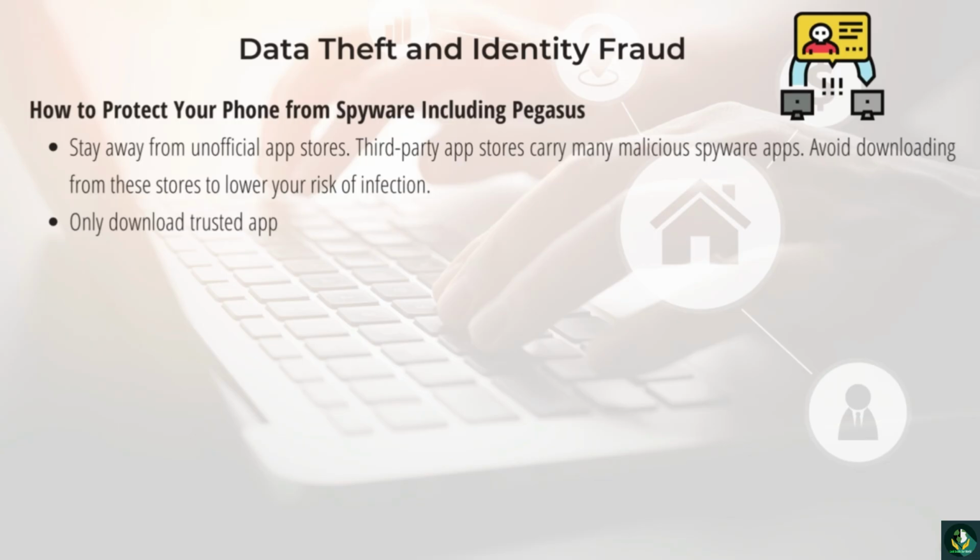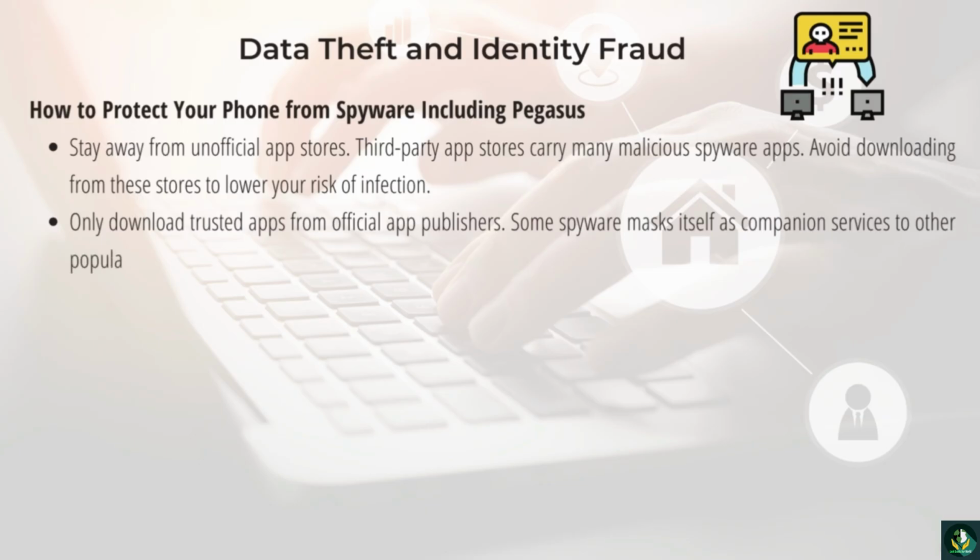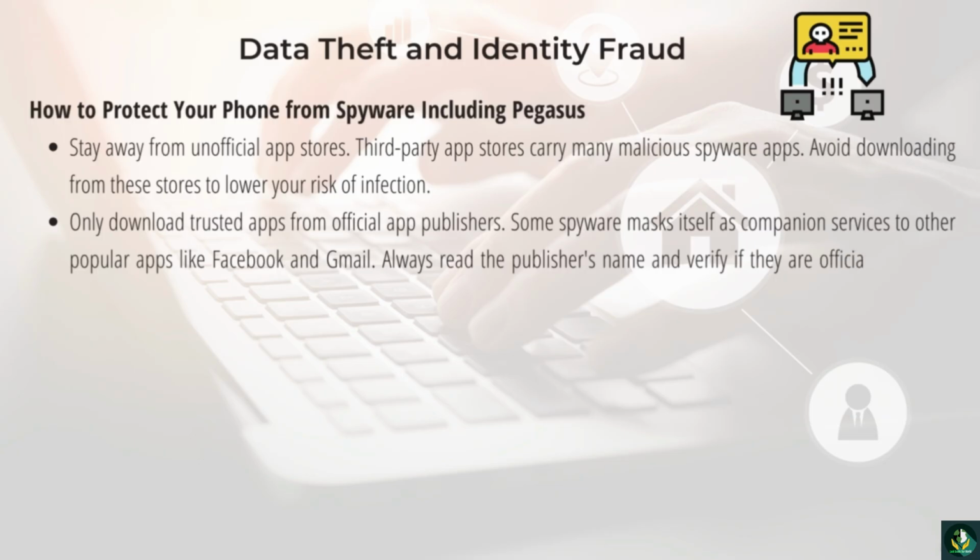2. Only download trusted apps from official app publishers. Some spyware masks itself as companion services to other popular apps like Facebook and Gmail. Always read the publisher's name and verify if they are official or a third party.